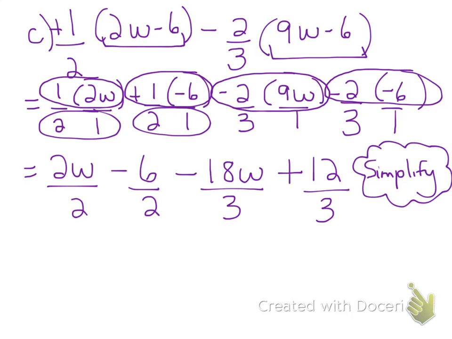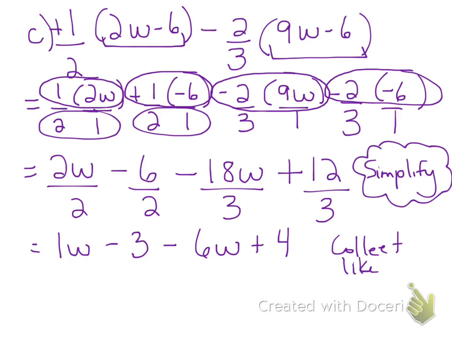Okay? Here, 2 divided by 2 is 1w. 6 divided by 2 is 3 with a negative in front. 18 divided by 3 is a 6w with a negative in front. And 12 divided by 3 is positive 4. At this point here, you're going to go ahead and collect like terms.